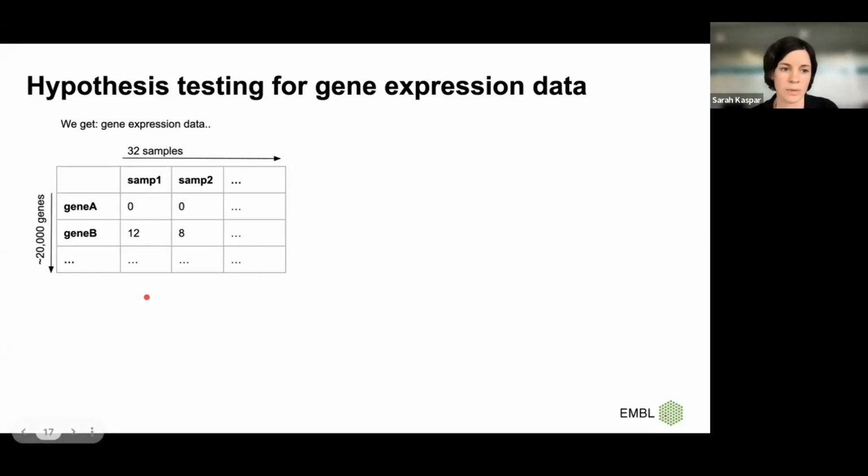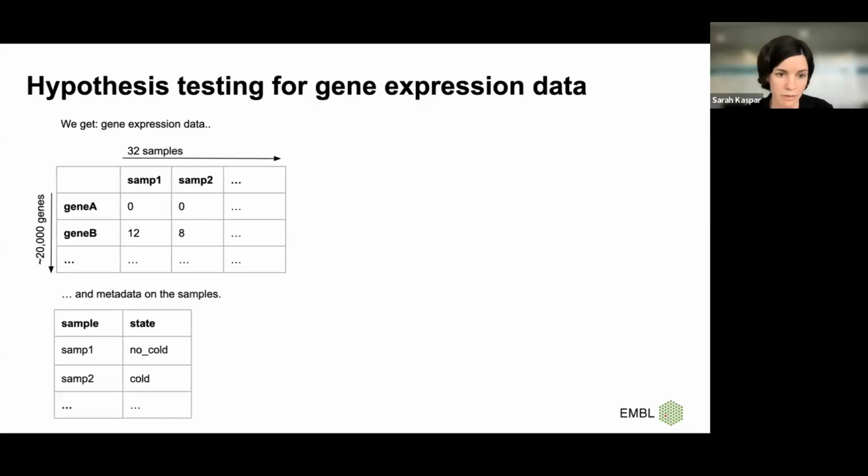This table has 20,000 rows for 20,000 genes and 32 columns for 32 samples. And in each of them, there is a count, which tells us how many reads from that particular sample map to that particular gene.